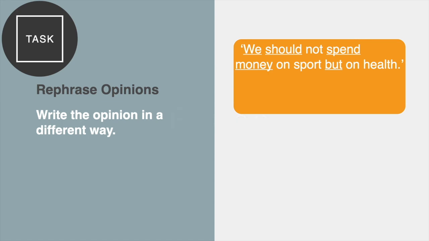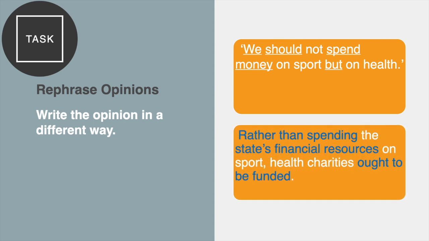Okay, so how could this simple sentence be rephrased? Now, as this is an essay, this sentence will need to be rephrased more formally. Therefore, remove personal pronouns such as I, us, or in this case, we. This is too personal for essays, proposals, and reports. Use rather than at the beginning, which is more formal than but. Replace money with the state's financial resources. Use a synonym for should, which is ought to.